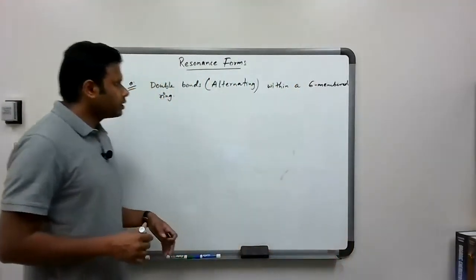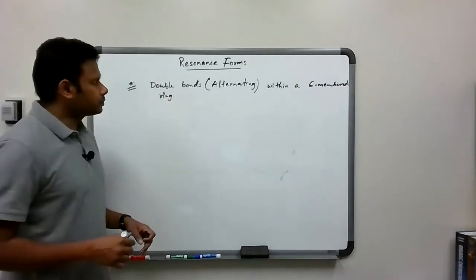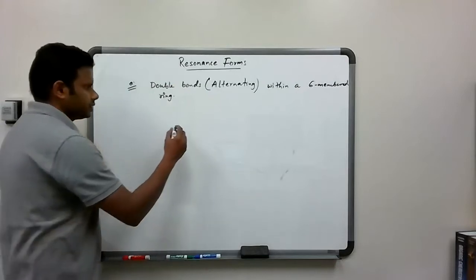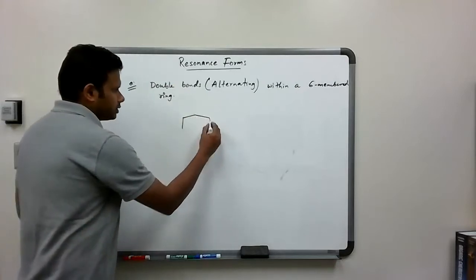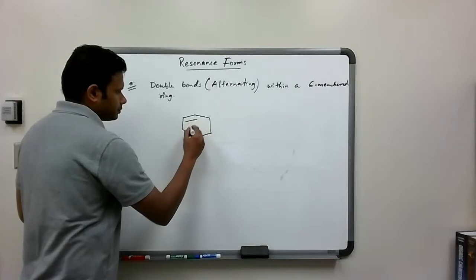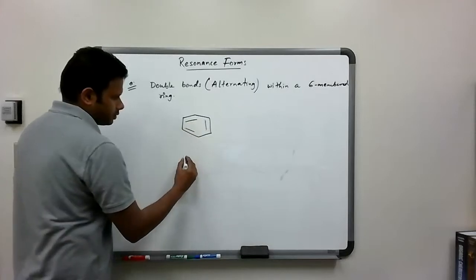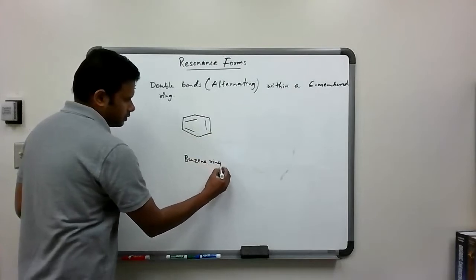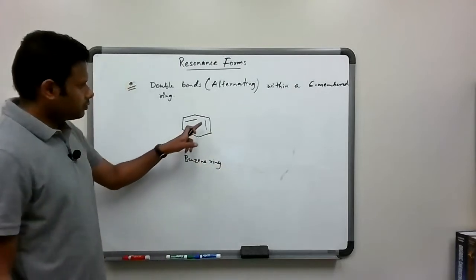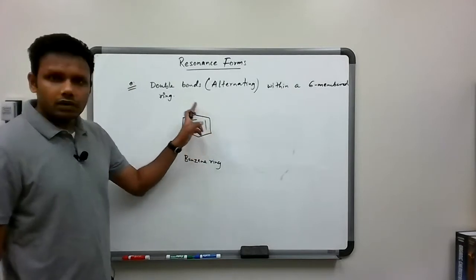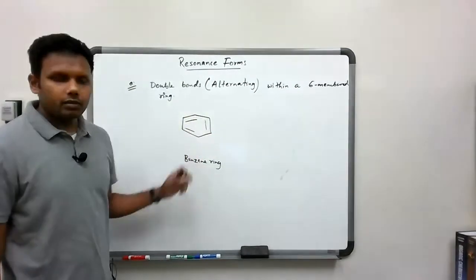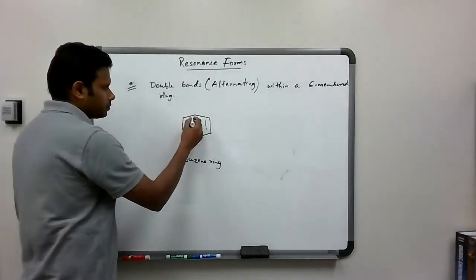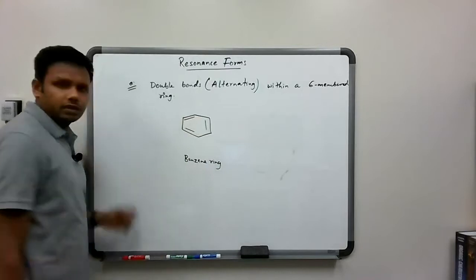So we're going to talk about a 6-membered ring specifically here. The example here is a benzene ring. What we notice here is there are alternating single and double bonds in the ring. So there are 3 double bonds and 3 single bonds.